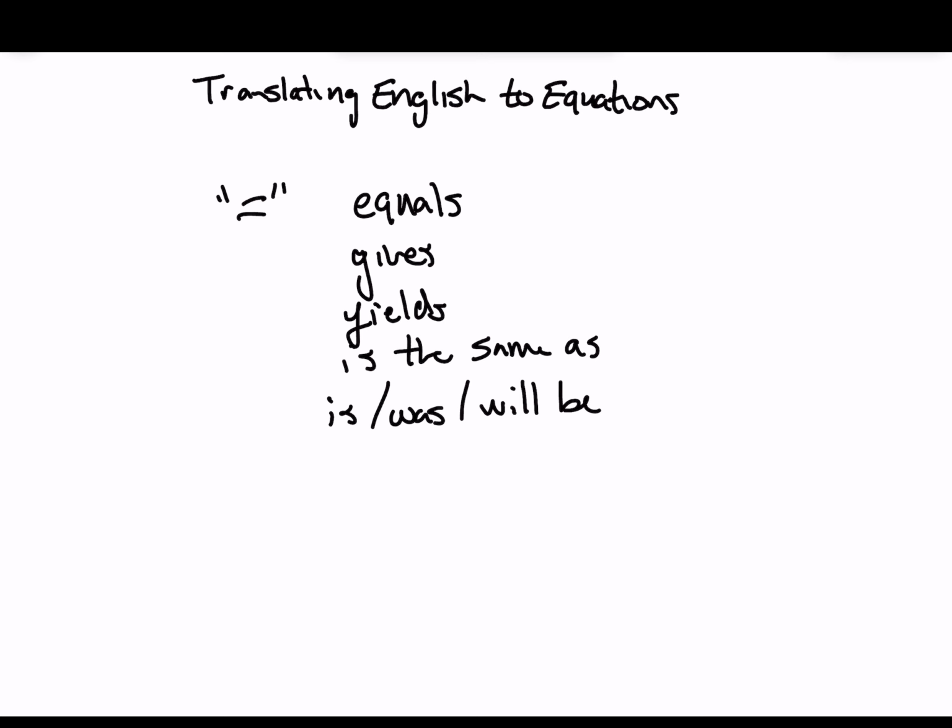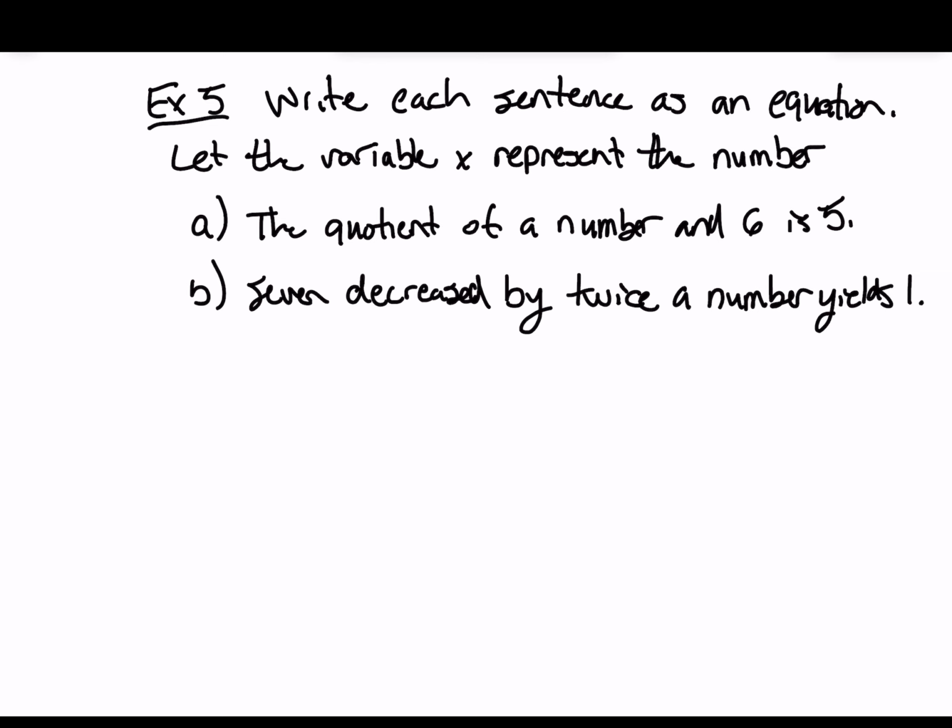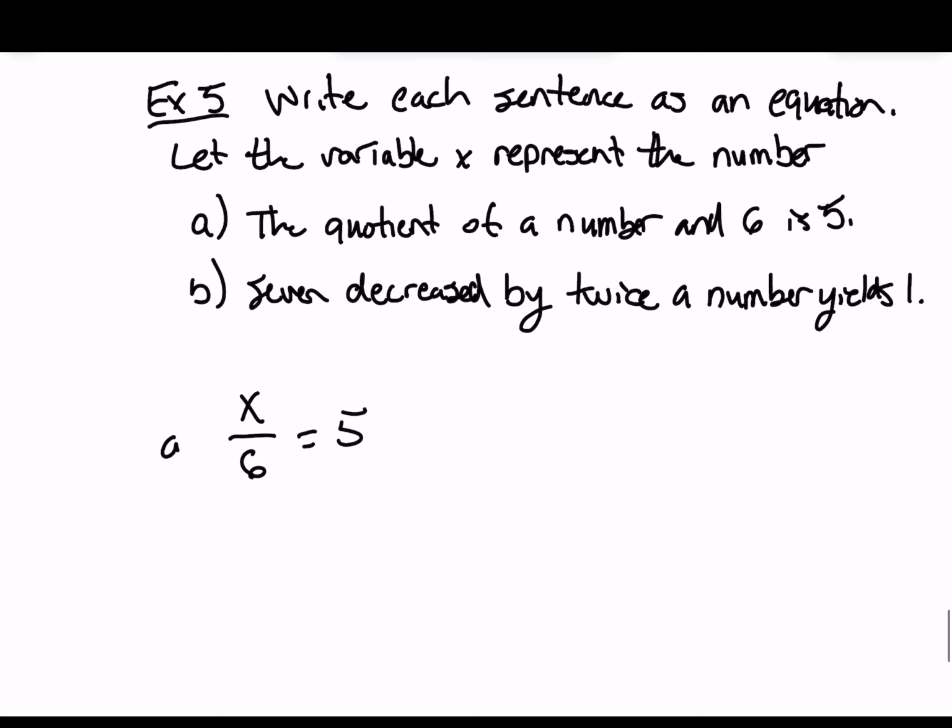Okay, so let's try an example where we translate English sentences into algebraic equations. In this example, we want to write each sentence as an equation. Let the variable x represent the number. In part A, the quotient of a number and 6 is 5. Remember that is represents the equal sign. So the quotient of a number, x, and 6 is equal to 5. That's the equation that we needed to find in part A.